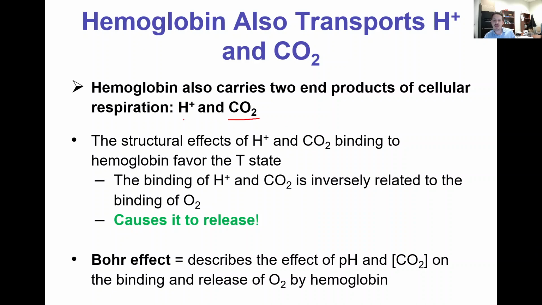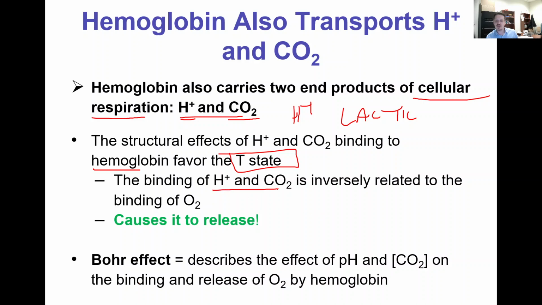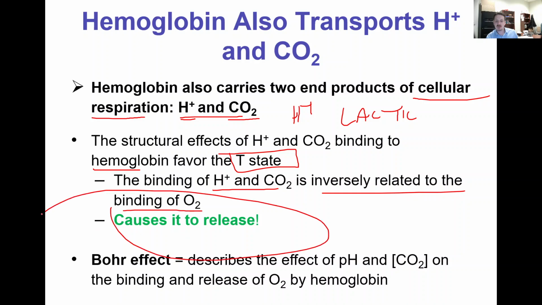There are a few different things that can bind to hemoglobin, and some of the classic ones are CO2 and acid protons, which come from lactic acid, which comes from respiring tissues. And so the end products of cellular respiration, protons from lactic acid and CO2, signaling that there's respiration going on here, bind the hemoglobin to push it into the T state, acting as negative allosteric heterotropic modulators. The binding of H+ and CO2 is inversely related to the binding of oxygen, causing it to release.